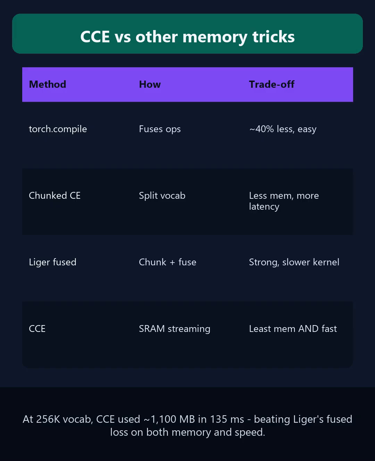CCE is not the only memory trick. Torch.compile on its own cuts memory by around 40%. Chunking and Liger's fused linear cross-entropy go further by splitting the vocabulary into pieces, but often at the cost of extra latency. In a 256,000 vocabulary benchmark, CCE used about 1100 megabytes in 135 milliseconds, beating Liger on both memory and speed at once.